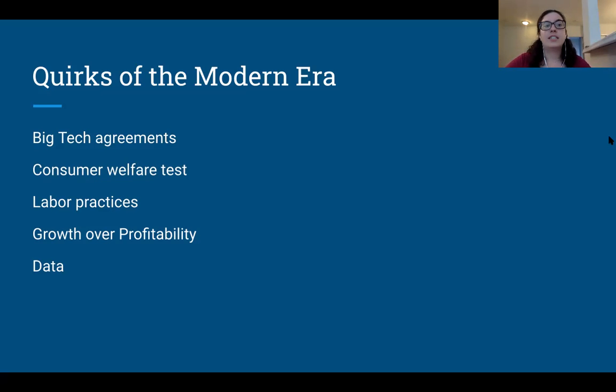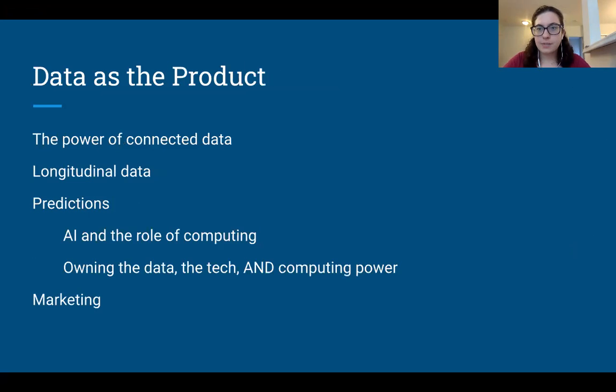Another quirk, of course, is the growth over profitability. We've talked a lot about it in the context of predatory pricing. It made more sense to do it there. And then data. Data is a really interesting, concerning part of the modern monopoly. So the last thing is going to talk about data.